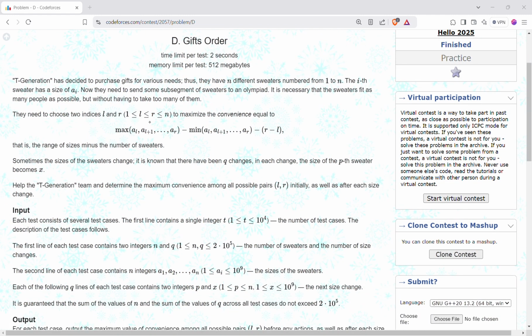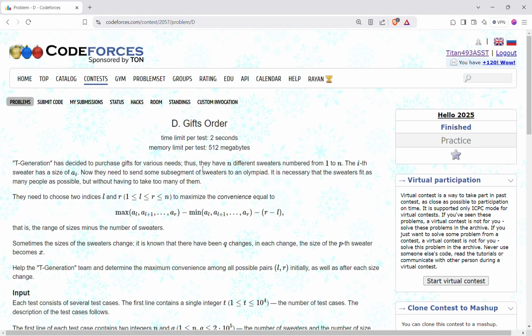Today we will be taking a look at this question called the gifts order from the recent Codeforces round, which is Hello 2025. First of all, happy New Year to all of you, and let us read the question and try to solve it. I definitely recommend, if you know how segment trees work, you can try this question on your own. And if you don't know how the segment tree works, just hang with me.